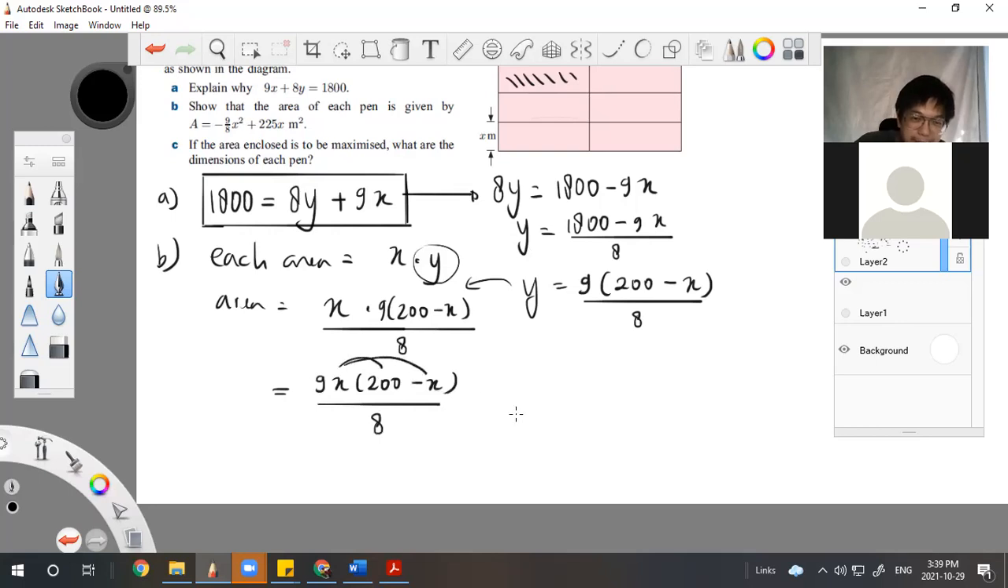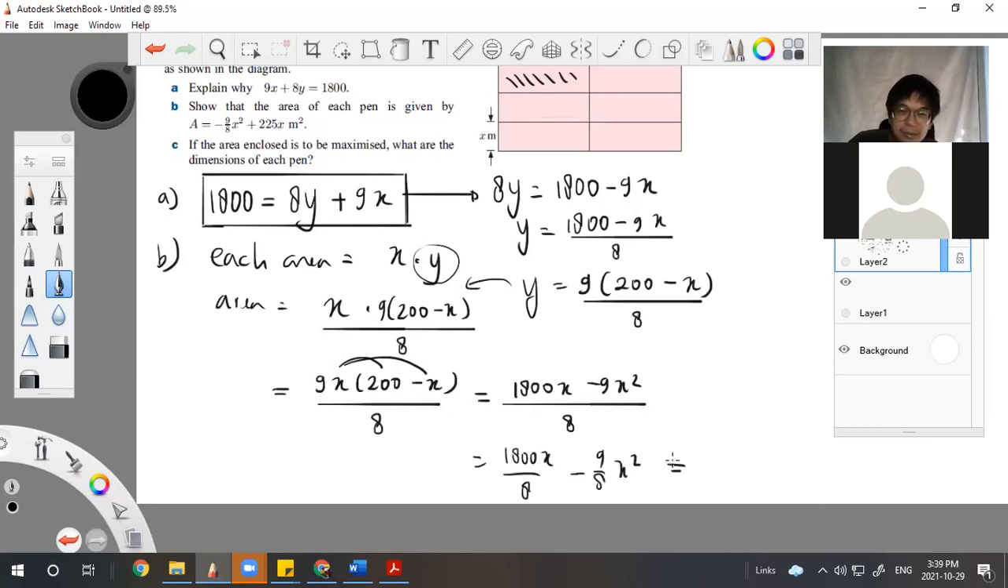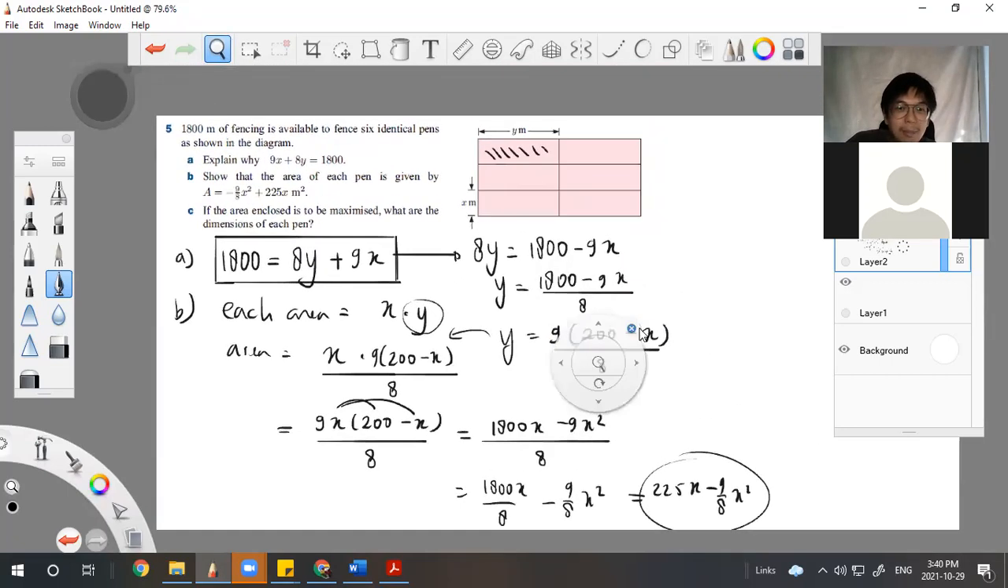So cross multiply: 1800x minus 9x squared over 8. So what is 1800x over 8? Man, complicated. 1800 over 8 is 225. Yeah, that's it. 225x minus 9 over 8 x squared. It's just switching the order, right? Okay, it's the same. So it's proven.